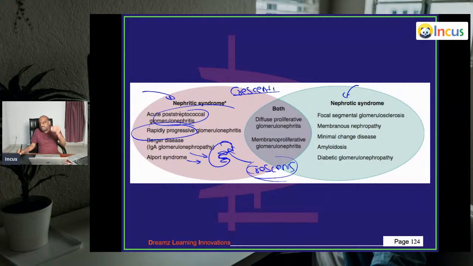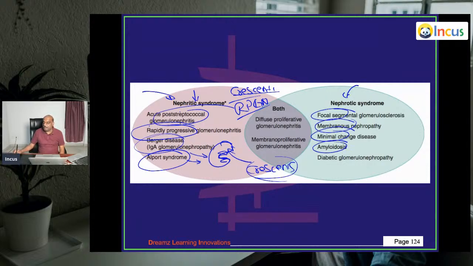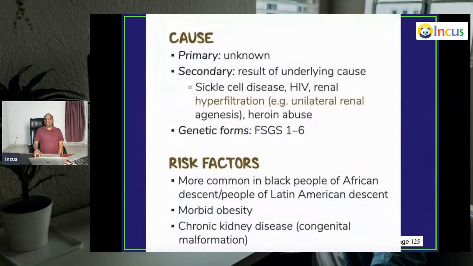So, what is a pathologist's definition of a crescentic glomerulonephritis? What is the counterpart of that of a clinician's definition? Clinicians call it as rapidly progressive glomerulonephritis is what you need to remember. Similarly, IgA nephropathy of Berger, Alport syndrome, they're all nephritic syndrome. Whereas FSGS, membranous nephropathy, minimal change disease, amyloidosis, diabetic glomerulonephropathy, they're all nephrotic syndrome. Both nephrotic and nephritic will be seen with diffuse proliferative glomerulonephritis and membranoproliferative glomerulonephritis is what I want to underscore to all of you.